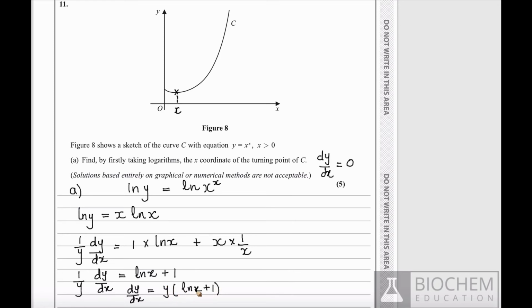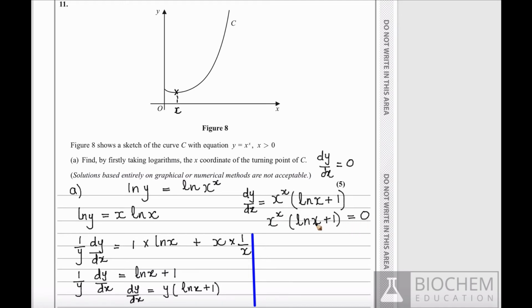Now this term has y on the right hand side. We can write this in terms of x by using this equation, y is equal to x to the power of x. So hence we can write this as dy by dx equals x to the power of x brackets ln x plus 1. As we know, at the turning point of a curve, dy by dx equals 0. So we can equate this equation to 0, writing this as x to the power of x brackets ln x plus 1 equals 0.